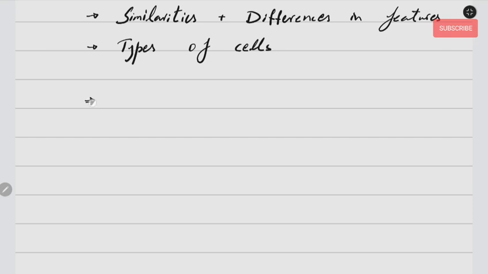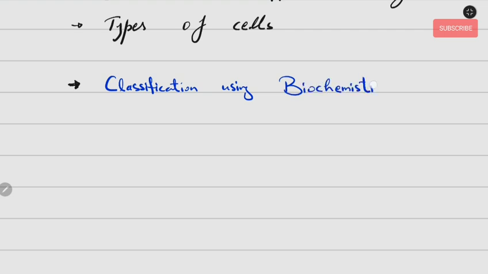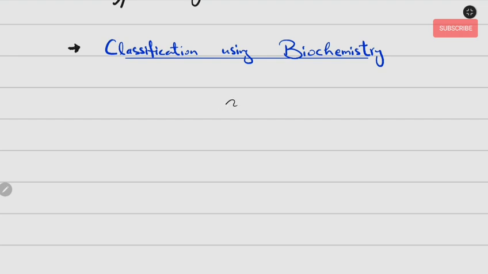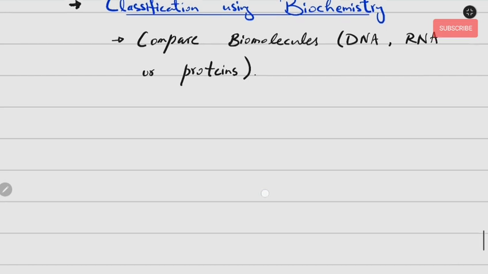But now in the modern era, we usually do classification using biochemistry. How do we do that? We use biomolecules, right? We compare biomolecules. Usually, those biomolecules are DNA or maybe RNA or protein sequences. Okay, how does that work?